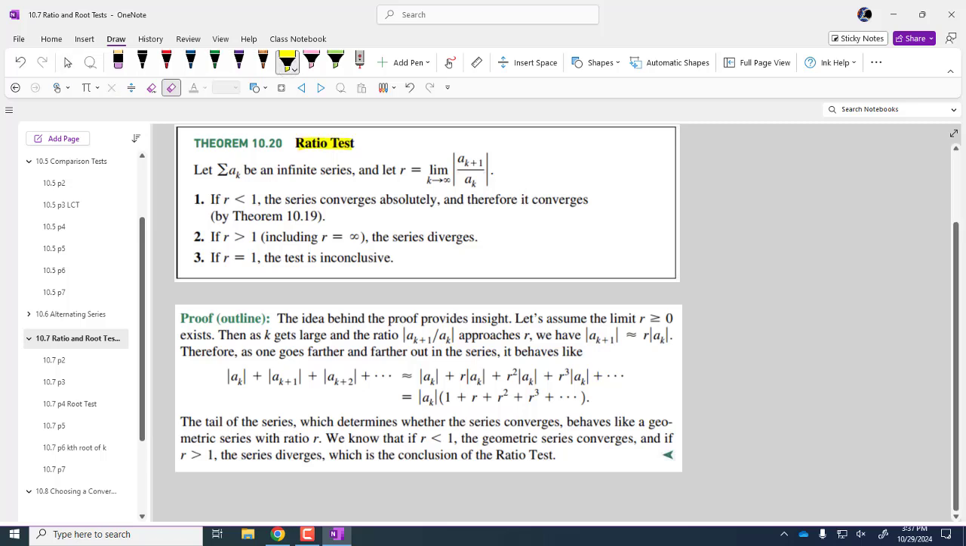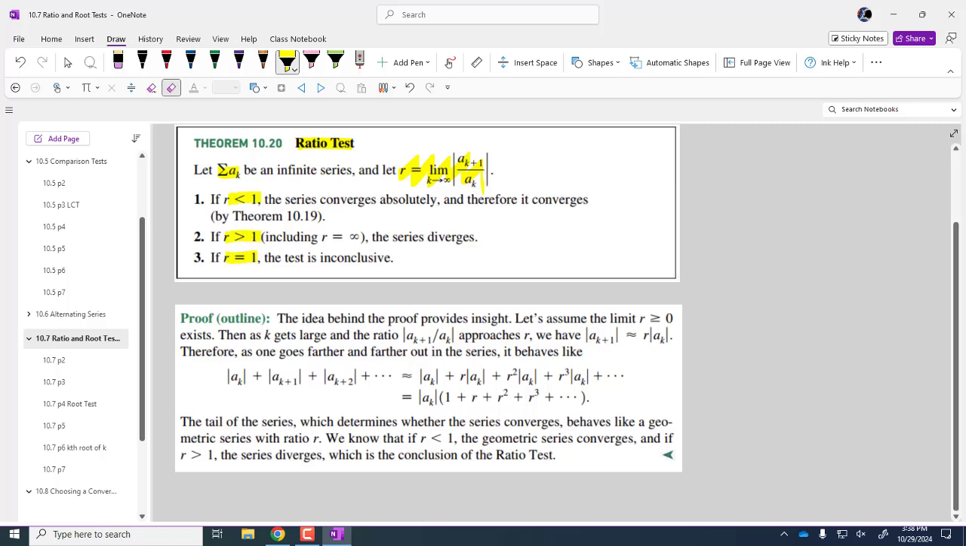So the ratio test says this. Let's suppose we've got an infinite series. It can have positives, can have negatives, doesn't matter. We are going to take the limit of the ratio of absolute values. As soon as we take that absolute value, you should be thinking, aren't we finding conditional and absolute convergence then? And yeah, the idea is that if we take absolute values, we are finding absolute convergence.